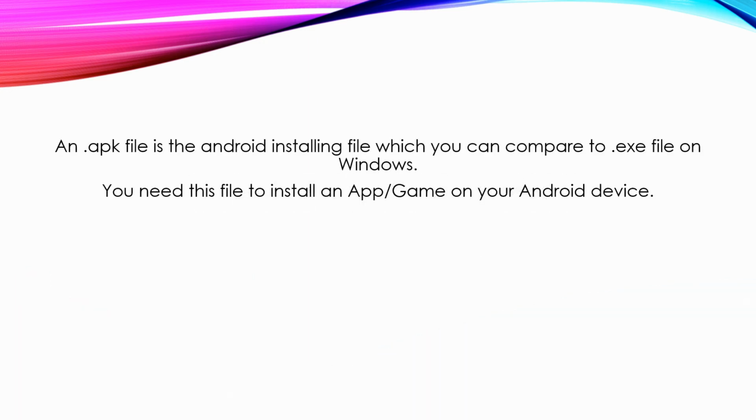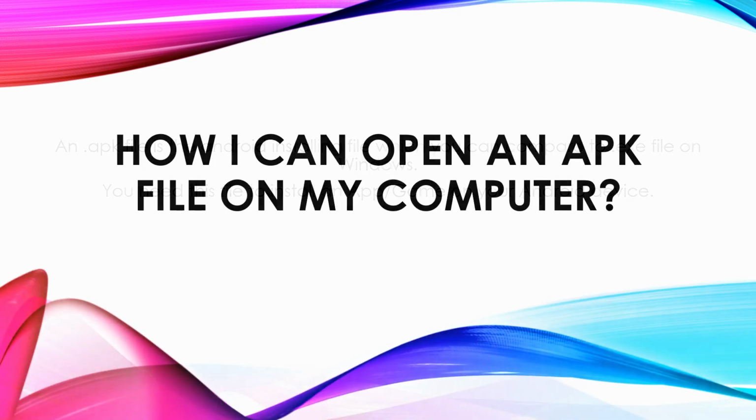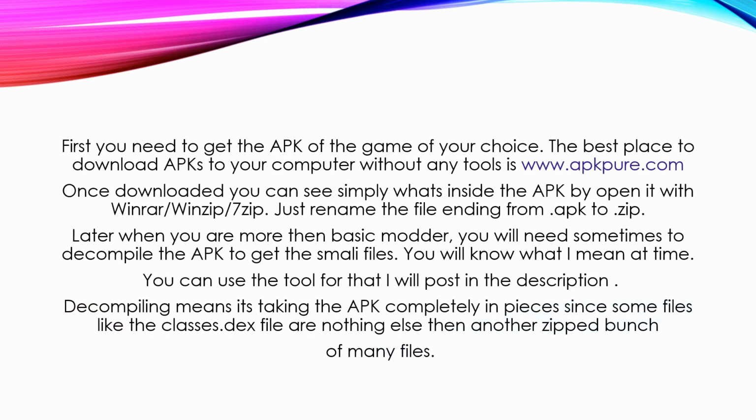So at first, what is an APK? An APK is an Android file, just like .exe on PC, that tells the game how to install and what to install. So you need this file also to install on your Android device. But first, how can I open an APK file on my computer if it's dedicated for Android?